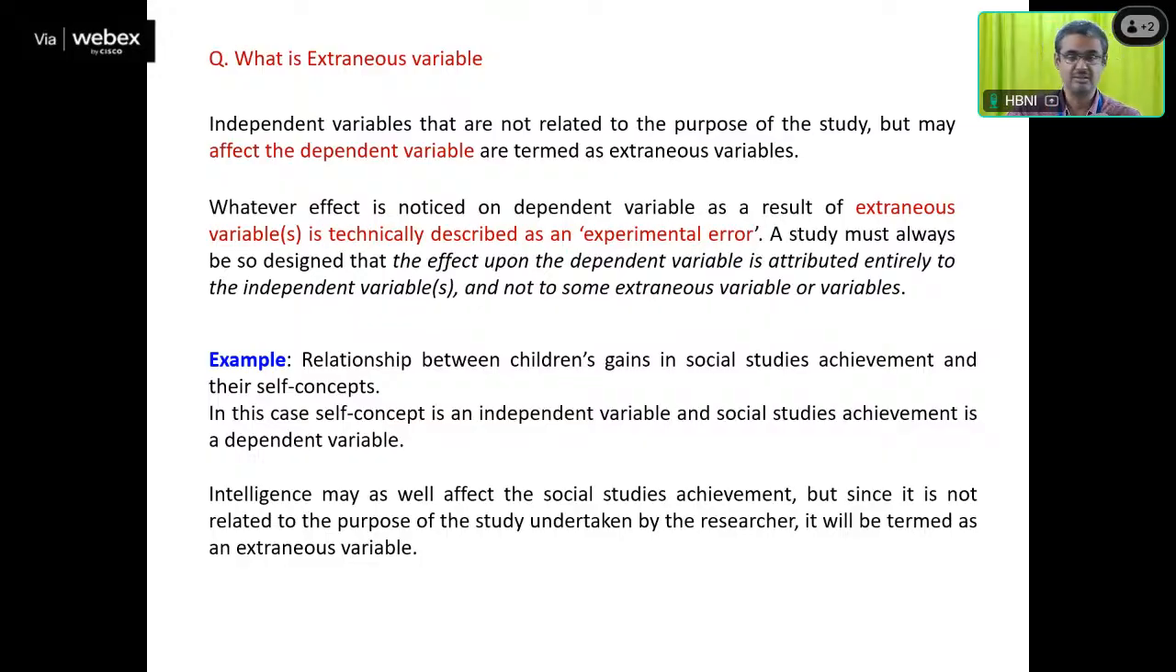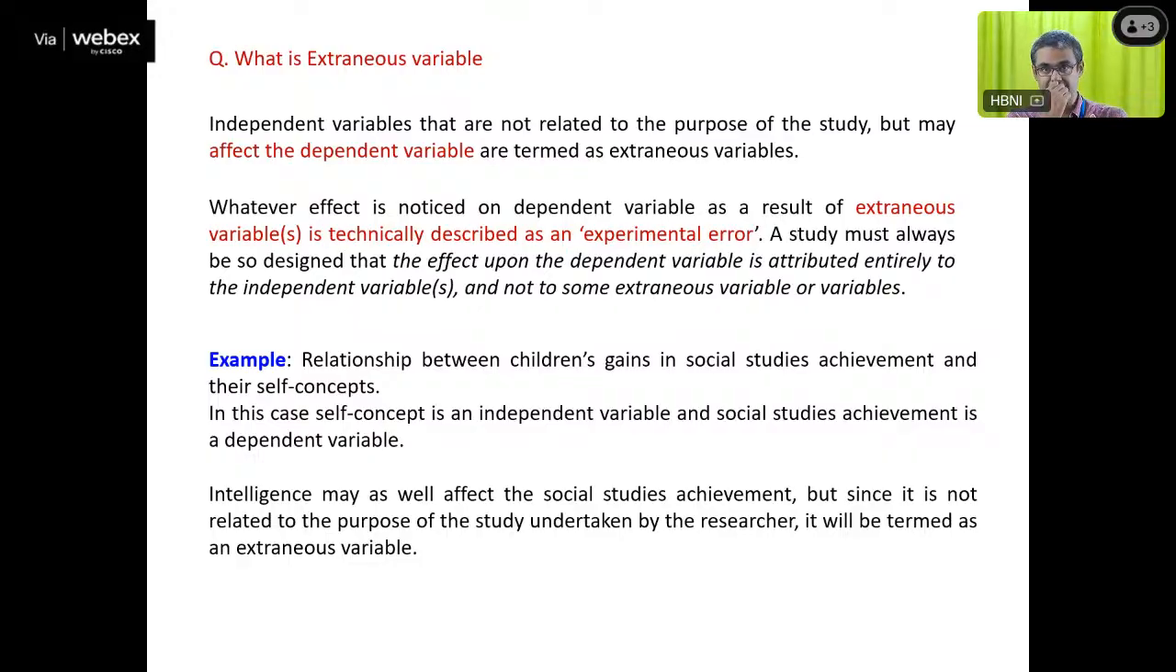So we introduced the term experimental error after introducing the extraneous variable. First we understood what the extraneous variable is, that is, an independent variable which is outside the purview and purpose of our study, which we are not measuring, but which affects the dependent variable we are measuring. Thus, it is an extraneous variable. The effect noticed on the dependent variable as a result of the extraneous variable is called an experimental error. So we have to minimize the experimental error.